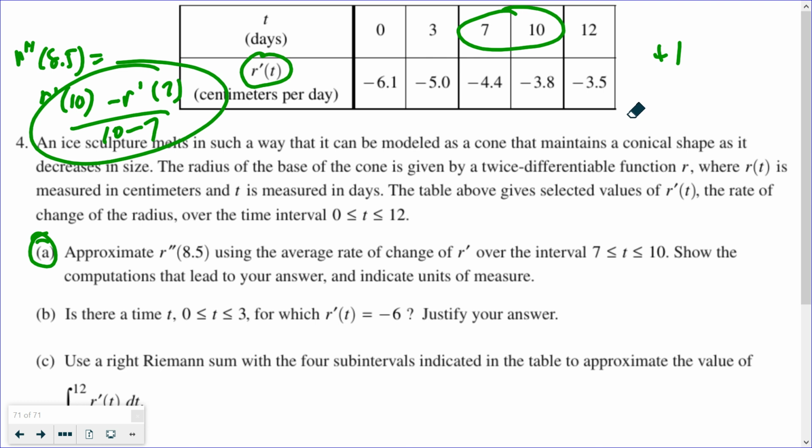Okay? If you got the answer of 0.2, or 0.6 over 3, and you said centimeters per day squared, you got the second point. Are we good?